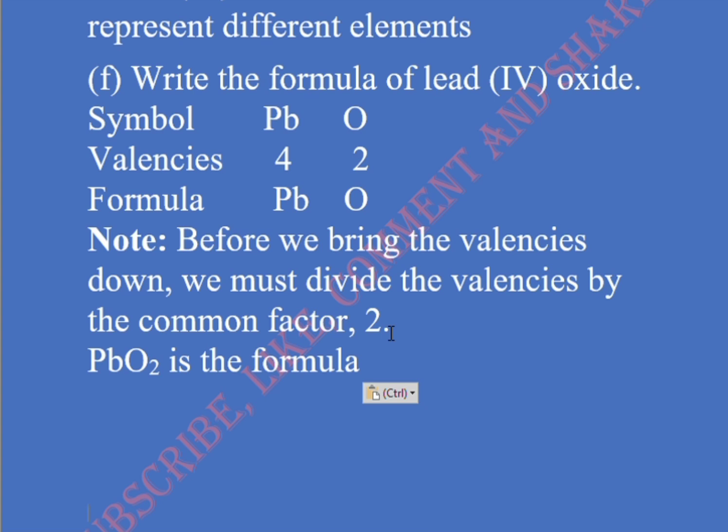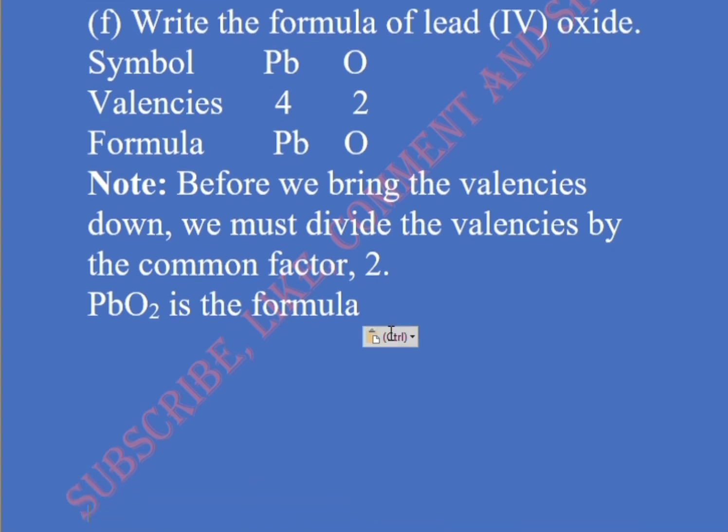So we said we first write the correct symbol. For lead it is Pb, for oxygen it's O. Valency for the lead is 4. Remember, just from the name lead-4, lead has a valence of 4. And then oxygen has a valency of 2.